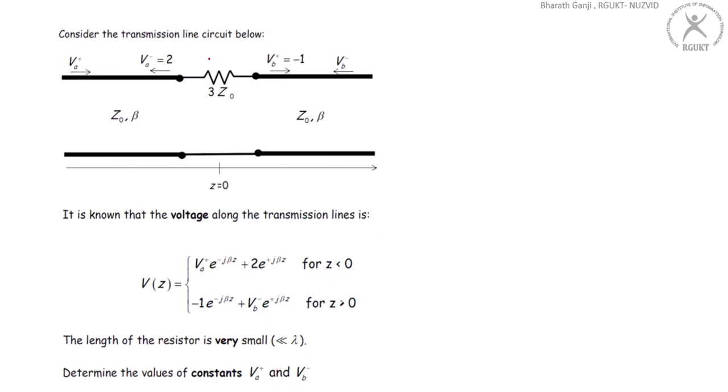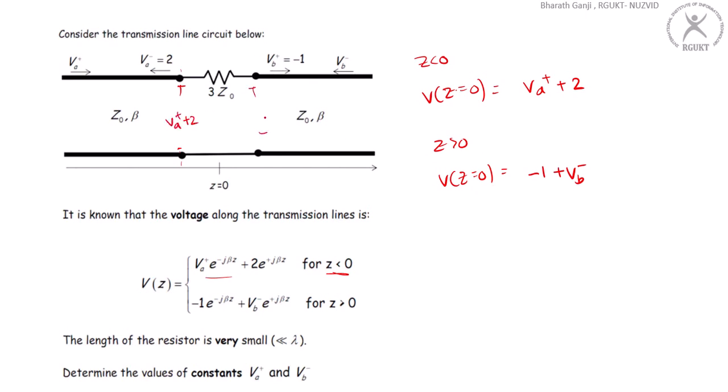So exactly at Z equal to 0, the boundary condition should hold, according to the equations for Z less than 0 and for Z greater than 0. If I assume this location, I can have the total voltage. For the Z less than 0 condition, at Z equal to 0, the voltage is VA plus 2. For Z greater than 0, the voltage at Z equal to 0 is -1 plus VB minus. So here the voltage is VA plus 2, and here the voltage is -1 plus VB minus.